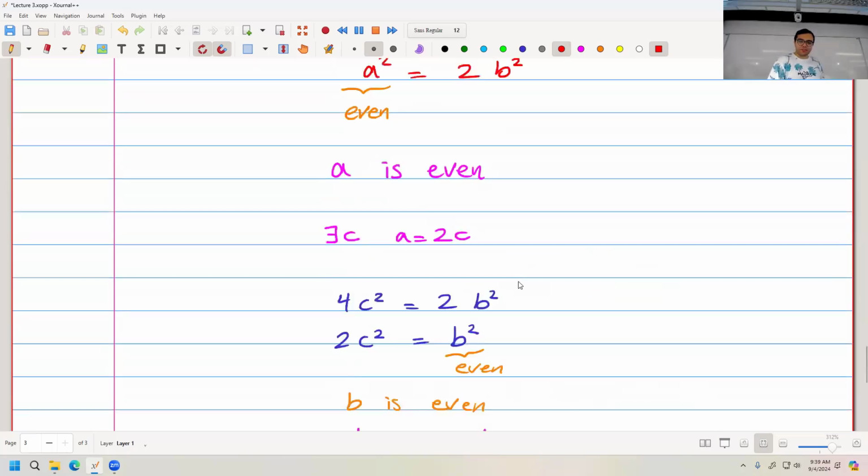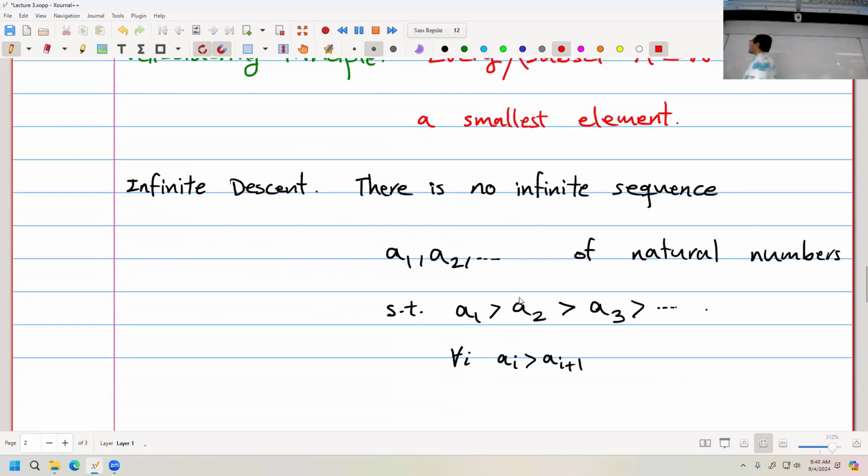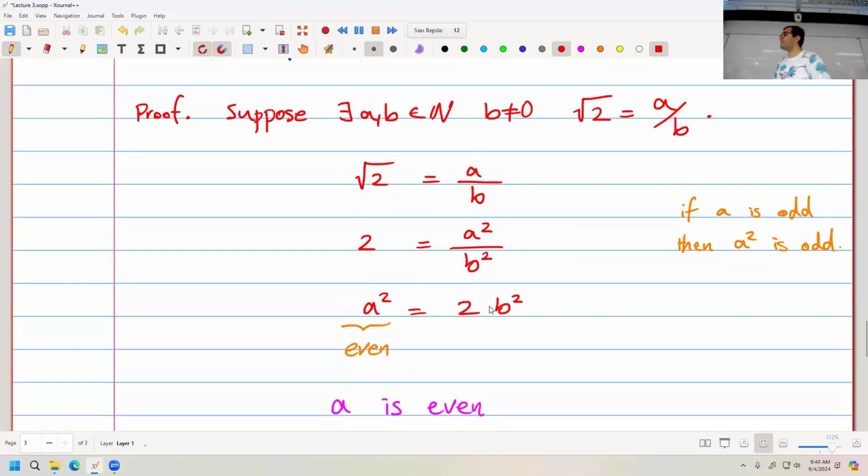Now, this will give me an infinite sequence of natural numbers. And this is a decreasing infinite sequence of natural numbers. Now, the principle of infinite descent says that this is not possible. So square root of 2 cannot be written as a over b in the first place. Okay.